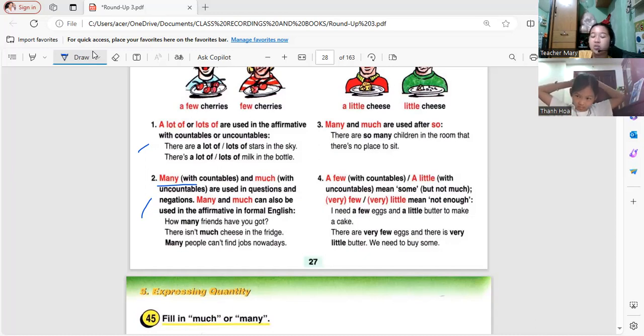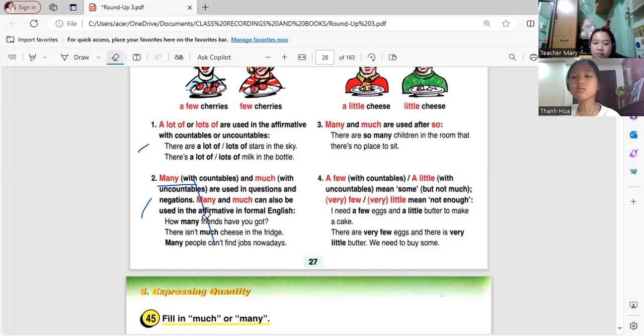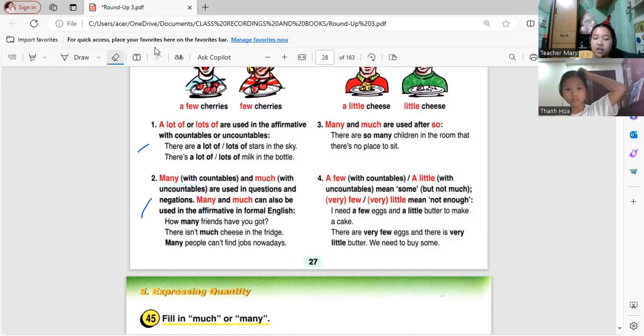So for take as many as you want, for example, I am giving you a chocolate. Let's just say chocolate balls. And I will say, Tan, take as many as you want. So you will decide how many chocolate balls you will get. Okay? So for much, it is for uncountable nouns. And it is also used for negations. Like for example, there isn't much cheese in the fridge.